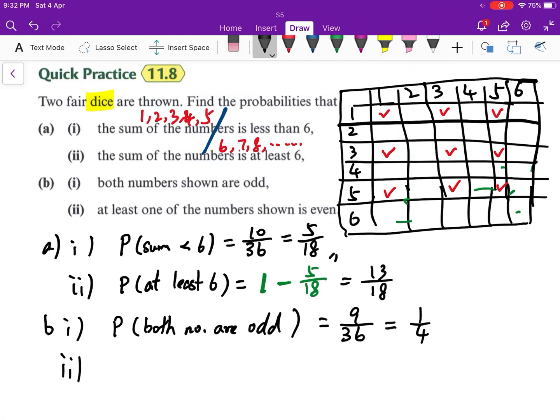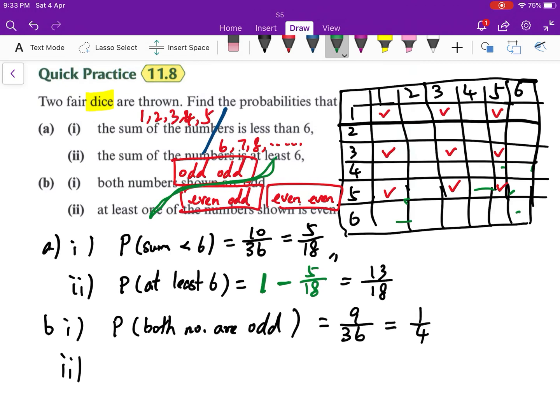Then B2. At least one of the numbers is even. What does it mean? Odd means all of them are odd. Even means what? Both numbers are odd. At least one even can mean even-odd is okay, right? Then even-even is okay. So you can see that these two cases again are complementary events. Besides them, there is no other choice.